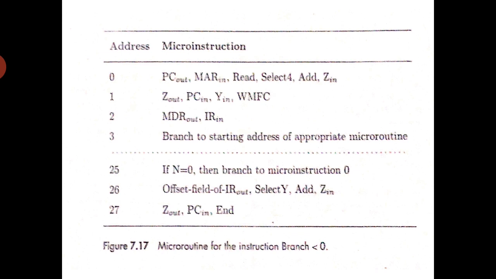So in this situation, the microprogram counter will be loaded with the branch address if this condition is satisfied. Previously the microprogram counter contained the address of the 26th, but if this condition is satisfied, the microprogram counter will be updated with the branch address, that is the 0th address. Now the microprogram counter stores the 0th address.